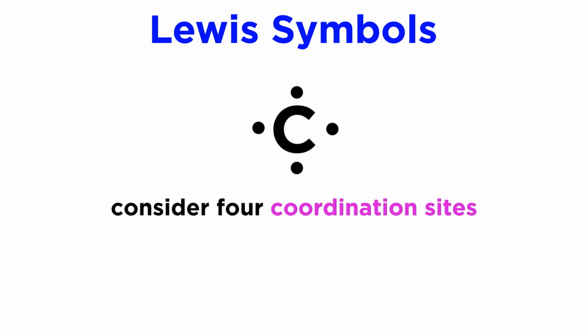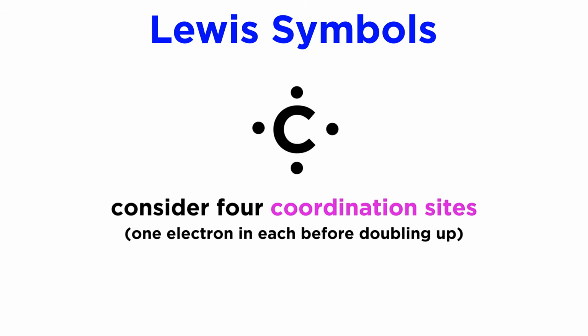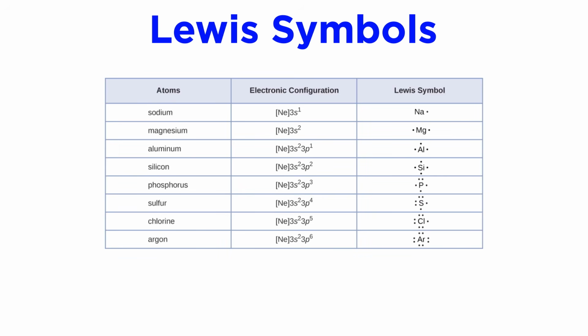When we place these dots, we typically will use 4 coordination sites, or basically the areas to the top, bottom, left, and right of the chemical symbol, and we will place 1 electron in each location before doubling them up, sort of like Hund's rule. For example, these are the Lewis symbols for the elements in period 3 of the periodic table.